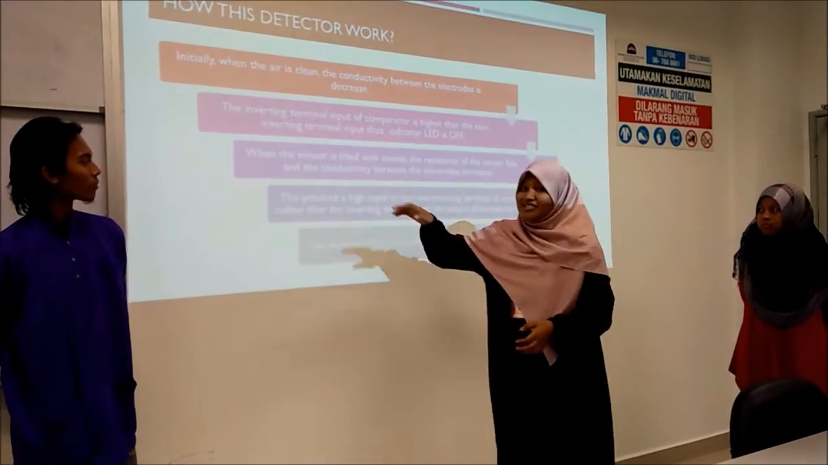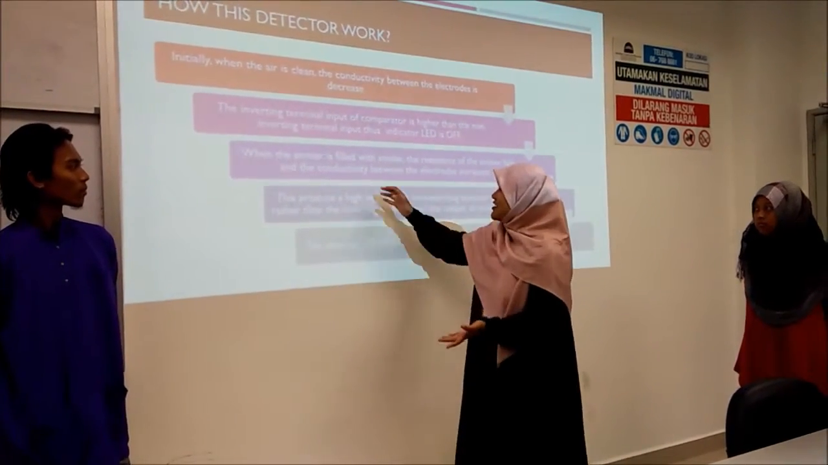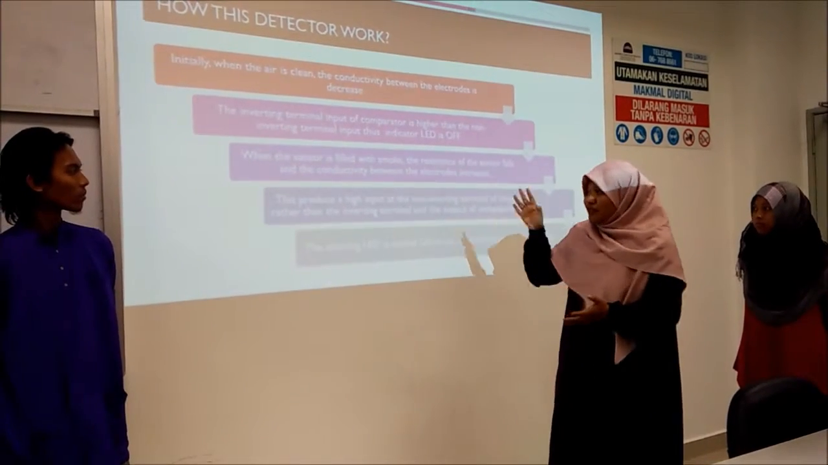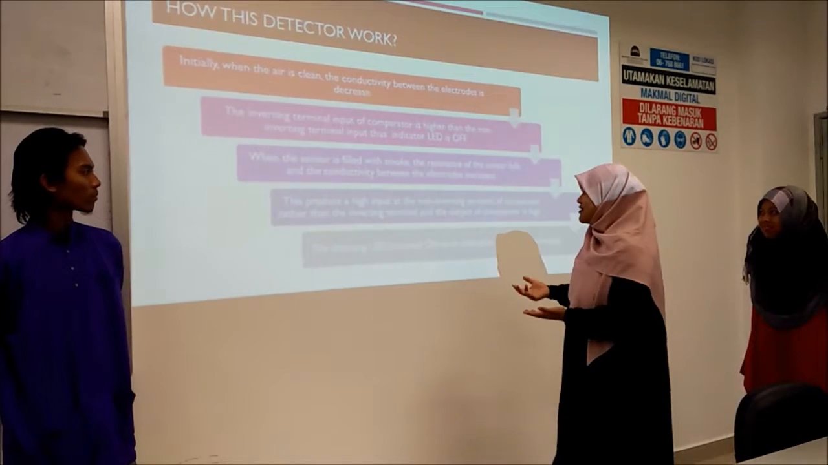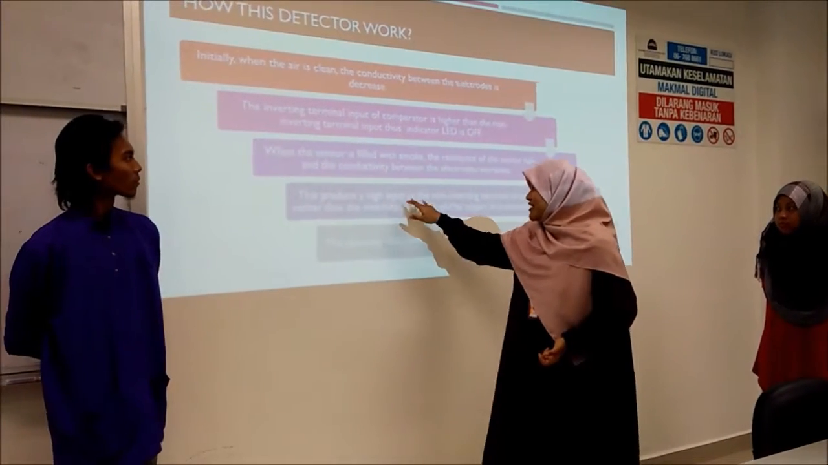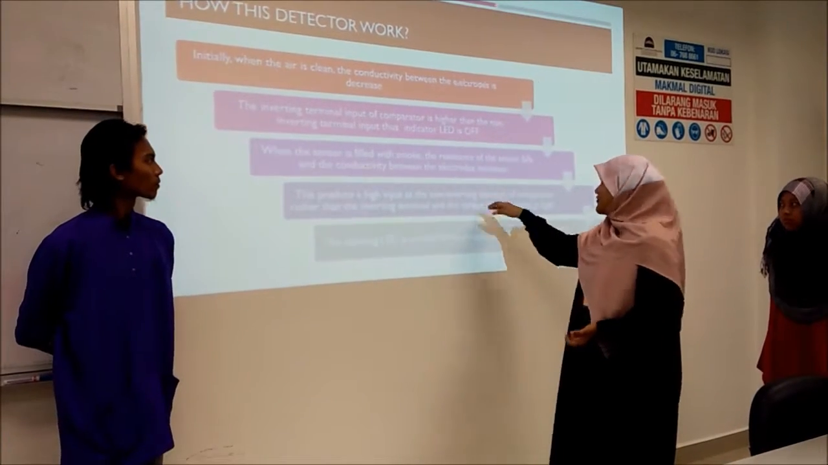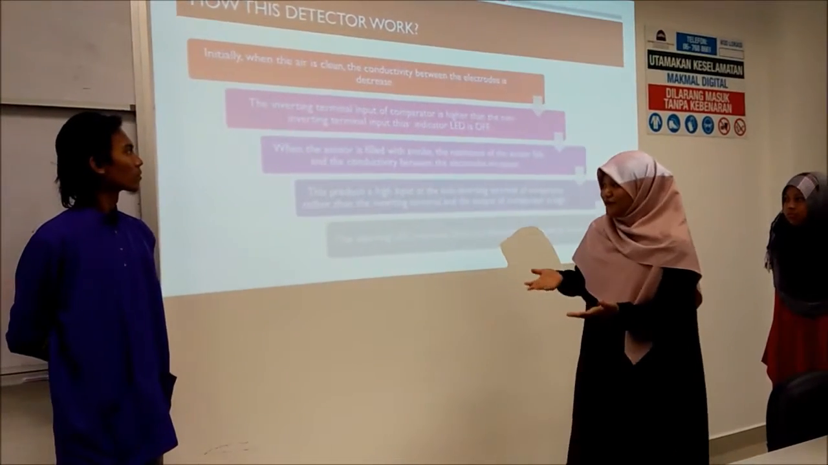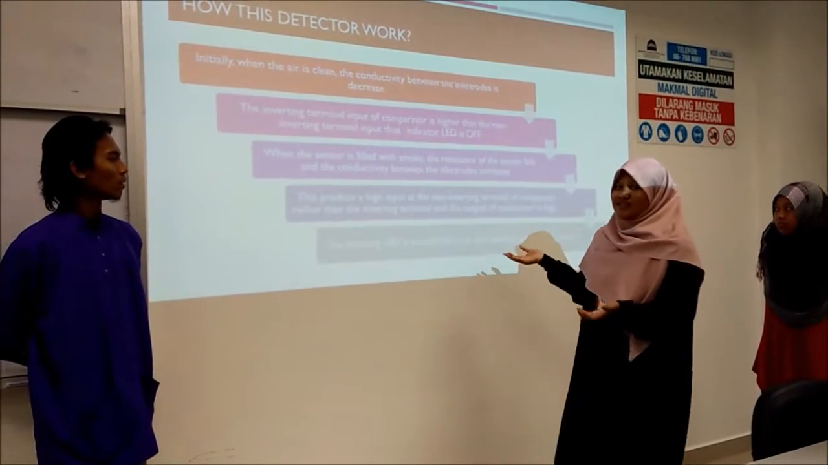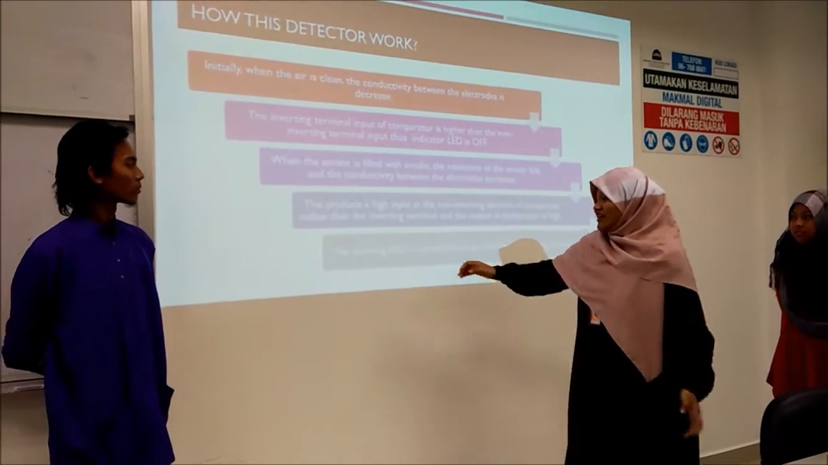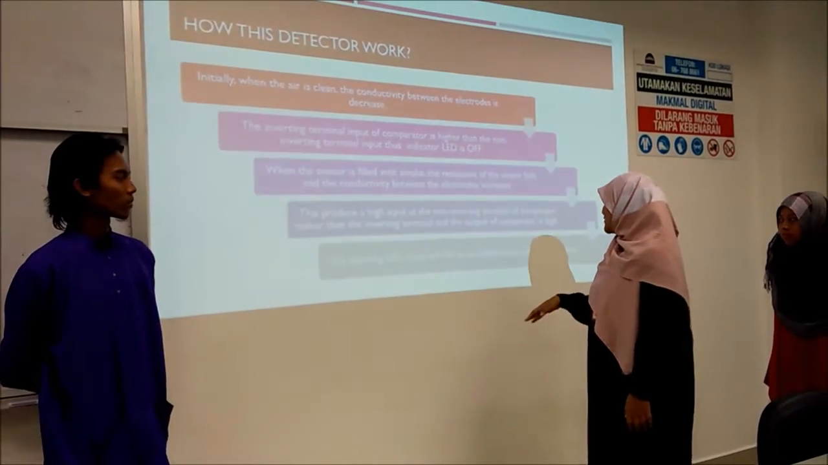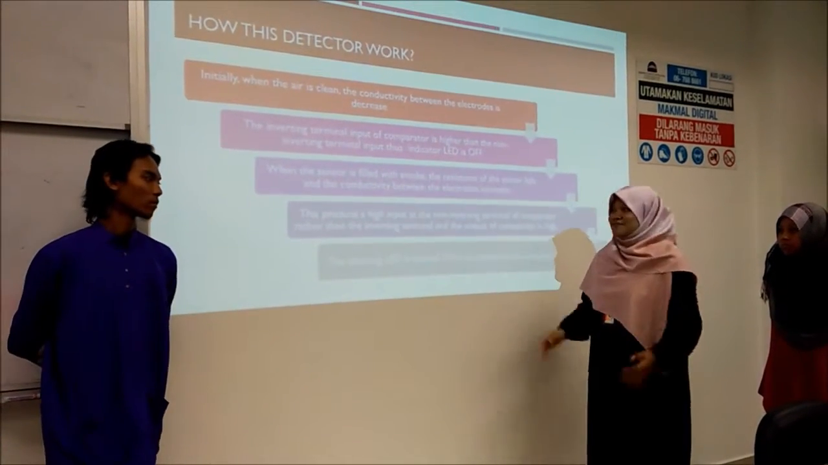And next, when the sensor is filled with smoke, the resistance of the sensor falls and the conductivity between the electrodes increases. This produces a higher input at the non-inverting terminal of the comparator, the LM358, than at the inverting terminal, and the output of the comparator is high. Thus, the alarming LED is turned on as an indication of the presence of smoke.